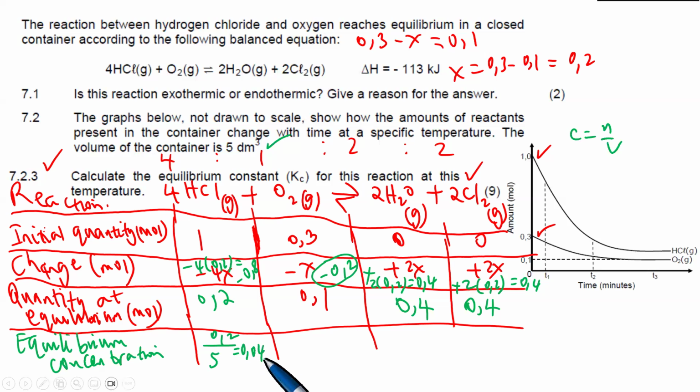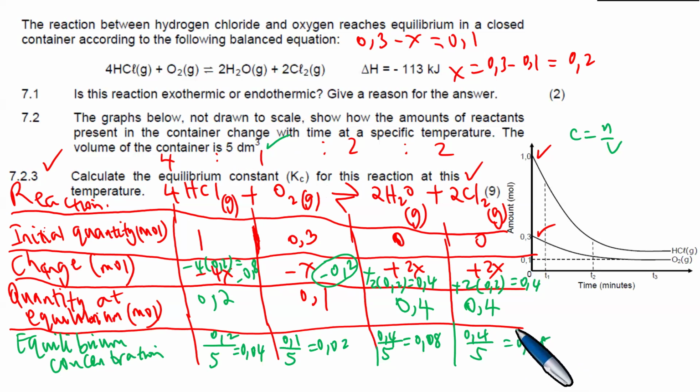0.04, which is 0.2 divided by 5. 0.02, which is 0.1 divided by 5. Yeah, because you take the number of moles and divide by 5. Everything is divided by 5. The volume is 5. And this one is going to be 0.08. We take the 0.4 divided by 5. 0.08. Good.